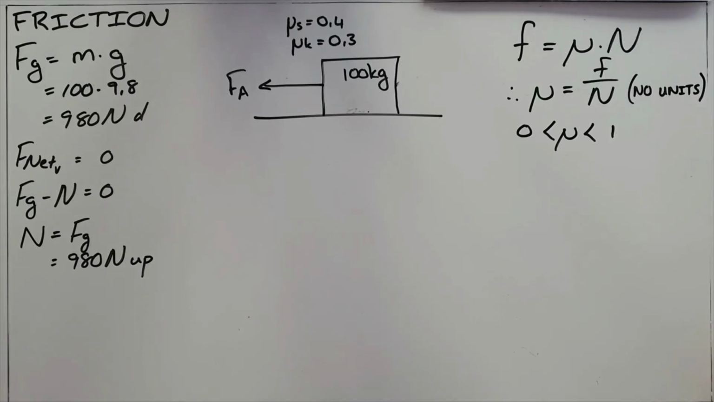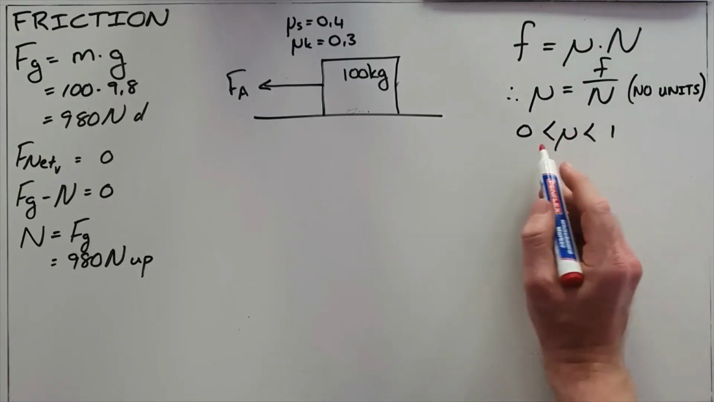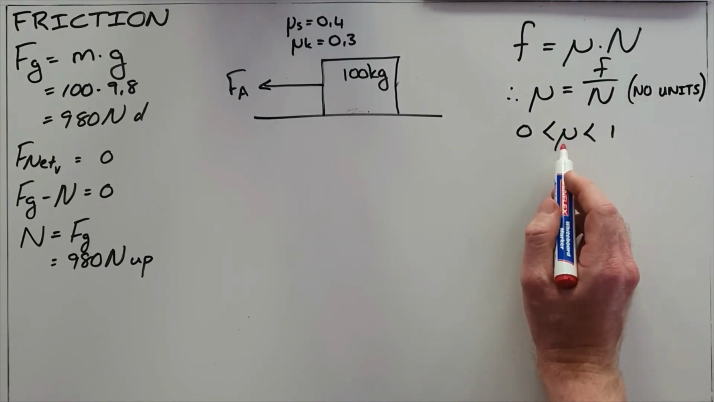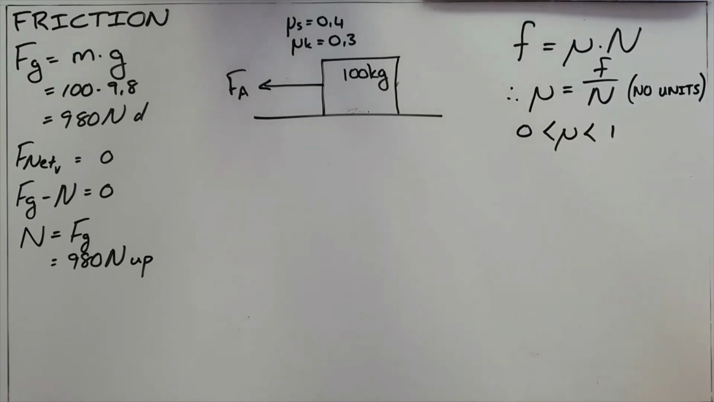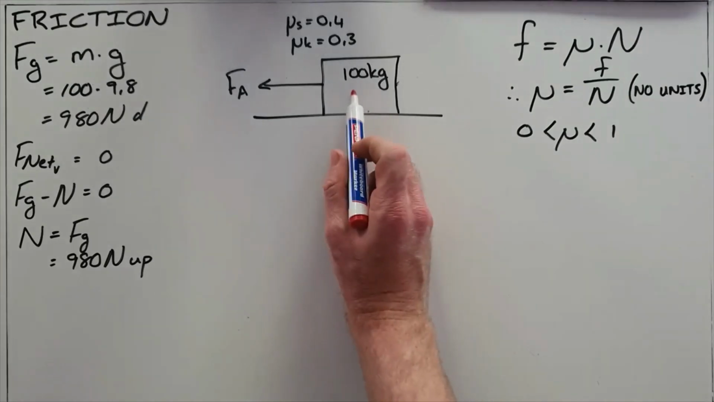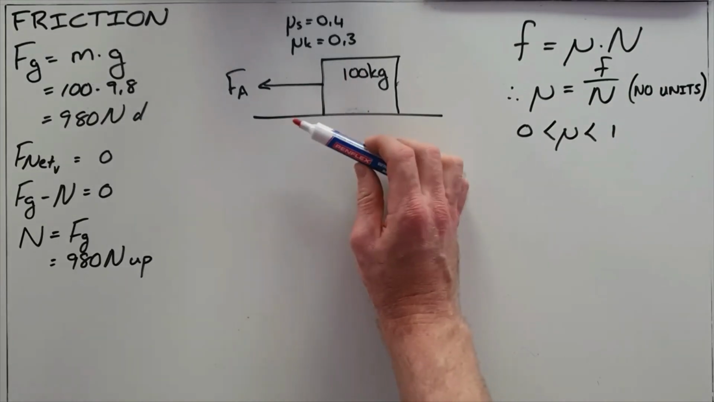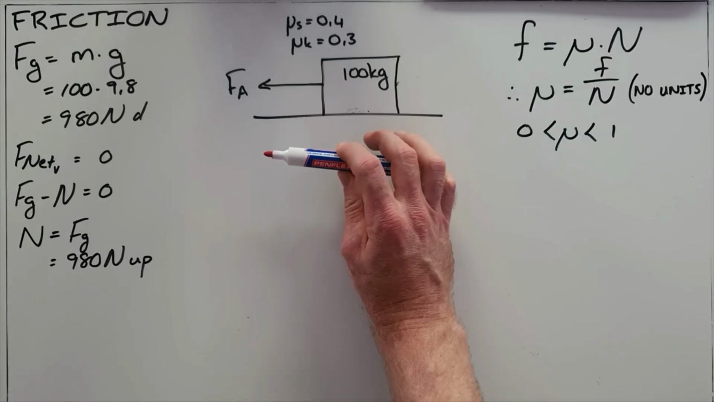Since it is a ratio, it will not have any units, and the values for this coefficient of friction are typically between 0 and 1. So in a typical example, as we have here, a 100 kilogram object with an applied force attempting to move the object to the left.